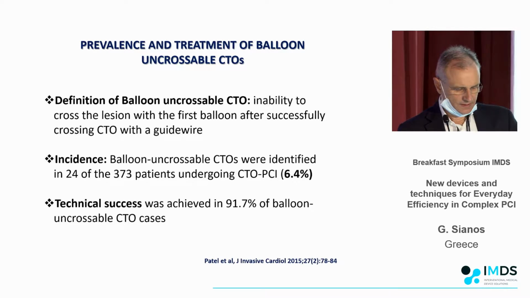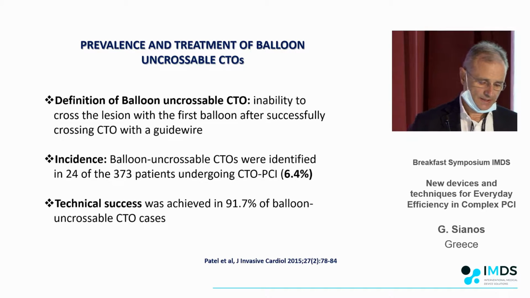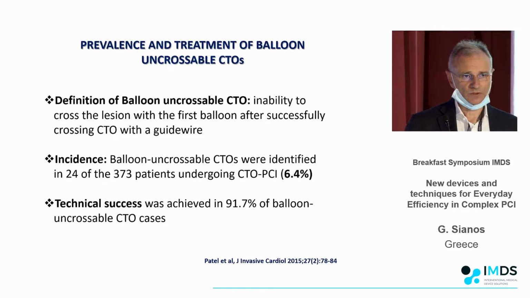The incidence of balloon uncrossable CTOs is around 5 to 6% in different series. So it's an entity that is not so rare, and you saw the best example yesterday in the case of Dr. Werner, how far it can go. With various algorithms and various treatments, success can reach up to 90%.